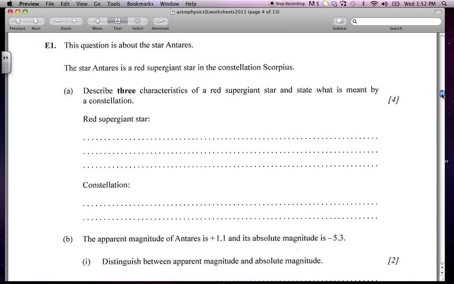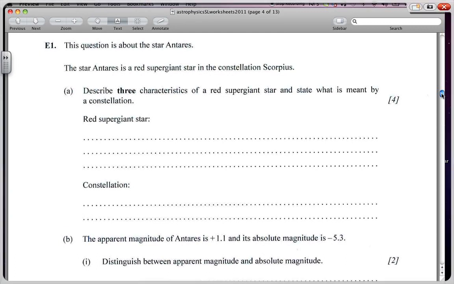So this is the second of the worksheets for the Astrophysics Standard Level section. This is actually the May 2009 Paper 3 Time Zone 2 paper, so if you want to check that up. The first question asks you to describe three characteristics of a red supergiant star and state what is meant by a constellation. So this is learning work basically.